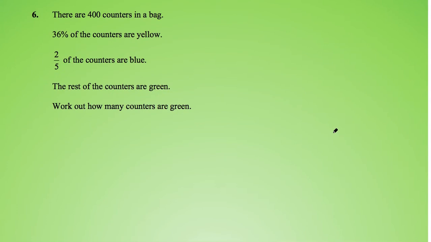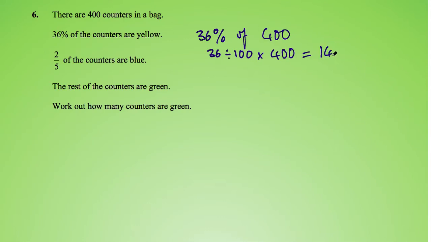Question 6. There are 400 counters in a bag. 36% of the counters are yellow, 2/5 of the counters are blue, and the rest are green. Work out how many counters are green. So 36% of 400. On a calculator, you want to do that as 36 divided by 100, that's 36%, times by 400. And notice how of is the same as times. 36% is 36 over 100. So we are literally doing 36 divided by 100 times by 400, and that gives you 144 on a calculator, 144 yellow counters.